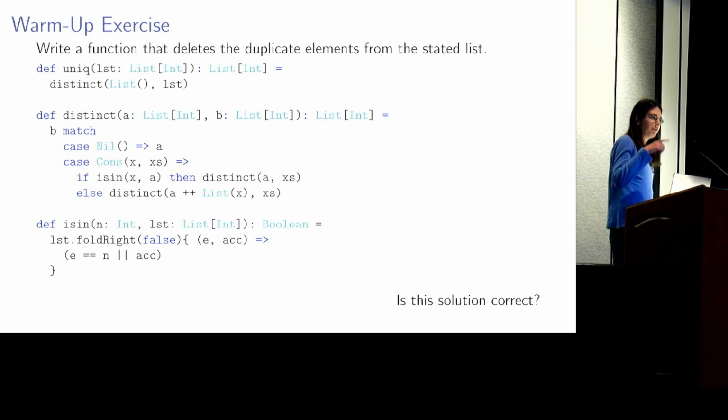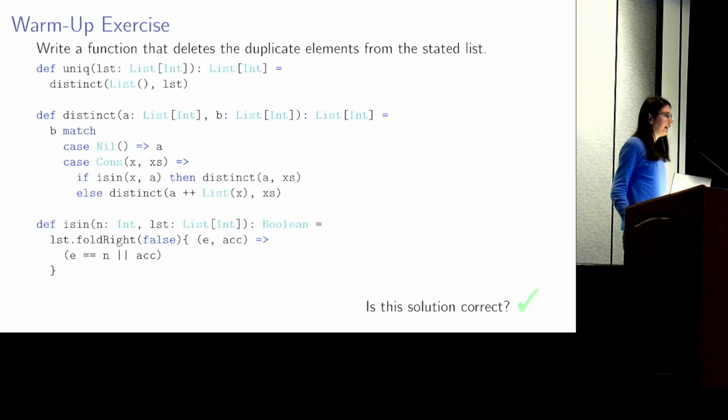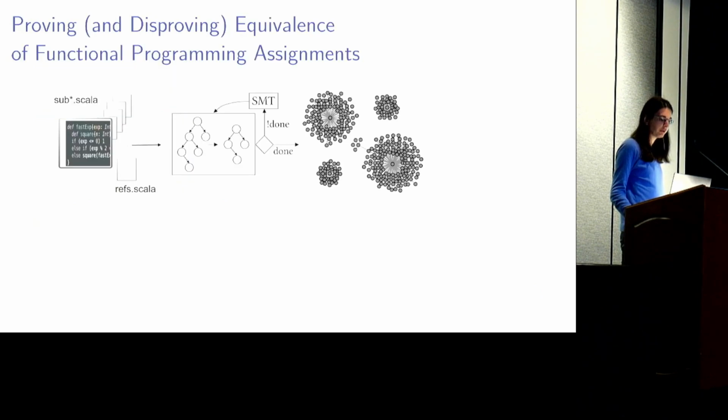And then we do this iteration on the original list. And every time we find an element that doesn't belong in the result, we add it to the result. And then to check whether something belongs in the result or not, there is this third function called isin. So is this solution correct? The answer is yes. And how do we know this? And how can we scale this question? So how can we answer this on hundreds of submissions in a programming course? That's the topic of my talk.